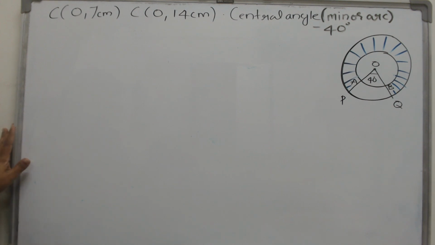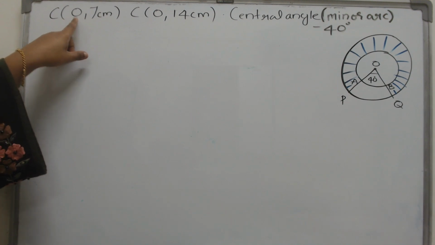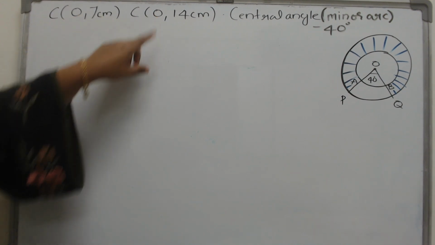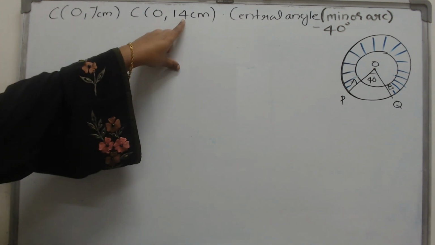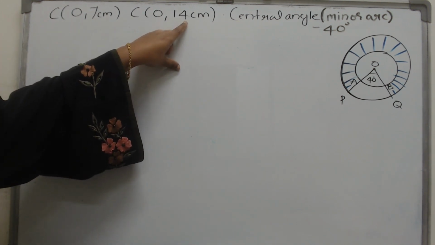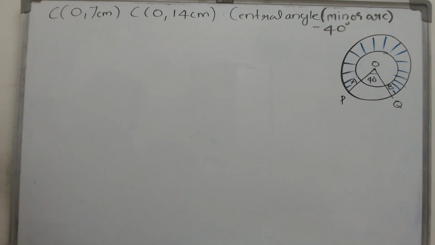Here we are given two concentric circles. Both of them have the same center at O, but one of them has a 7 centimeter radius and the other one has a 14 centimeter radius. What we need to find is the area of the shaded region.